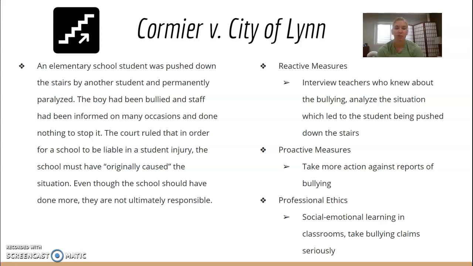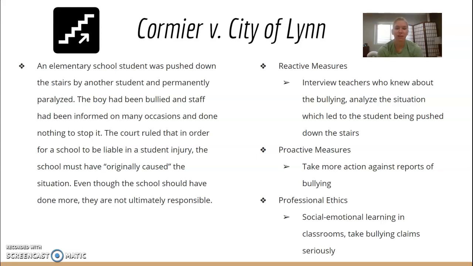Some reactive measures in this case: I would interview teachers who knew about the bullying, see what they had done or hadn't done, how much they knew, and analyze the situation that led to those boys being on top of the stairs where one could push another one down. Some proactive measures: the school should take more action against reports of bullying, and knowing that they can lead to really dangerous situations. If they had been informed several times, they should have done a little more.